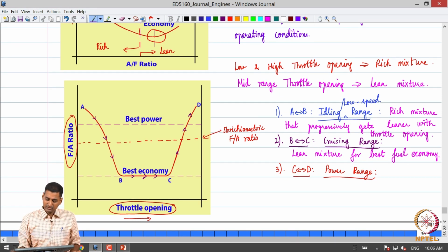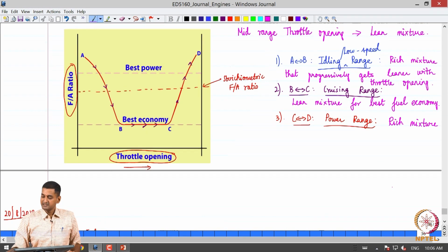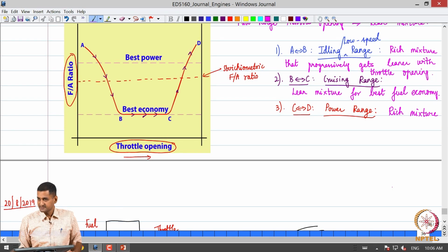When we want to go to the power range, once again we require a rich mixture, so that we are able to get the required energy to provide the necessary forces to accelerate the vehicle at high speeds. So, this is what one would want the carburation system to do, in terms of fuel air ratio.